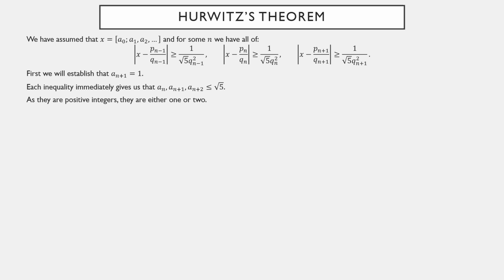Now our goal is to show an plus 1 is 1, and we've established that all of these partial quotients are either 1 or 2. So let's just look at that middle inequality. On the one hand, we've assumed that the distance of x to Pn over Qn is bigger than or equal to 1 over root 5 times Qn squared, but we already know it's less than 1 over the product of those two consecutive denominators. So ignore the middle, cross-multiply, cancel a Qn. Qn plus 1 must be smaller than root 5 times Qn.